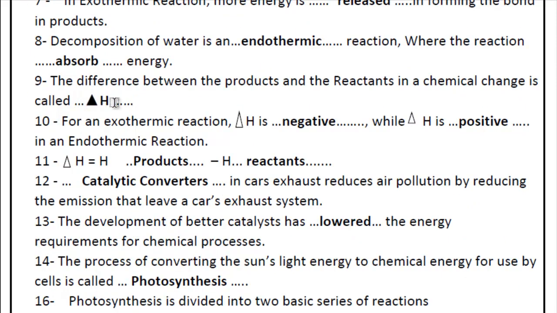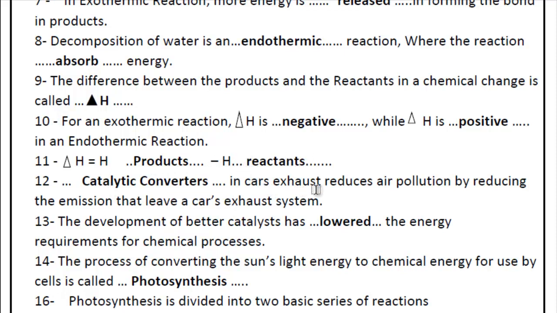Number 9, the difference between the product and the reactant in a chemical change is called delta H. Number 10, for an exothermic reaction, delta H will be negative, but delta H in an endothermic reaction will be positive. And delta H equals H of product, the heat of product, minus the heat of reactant.